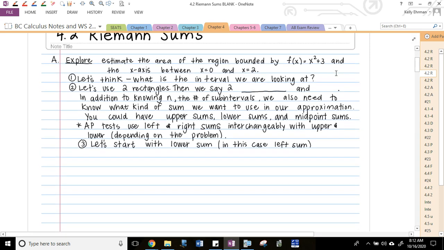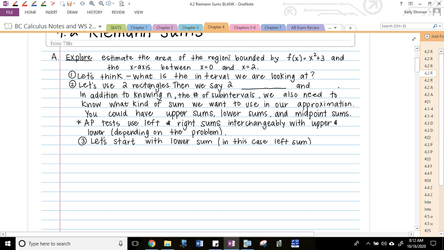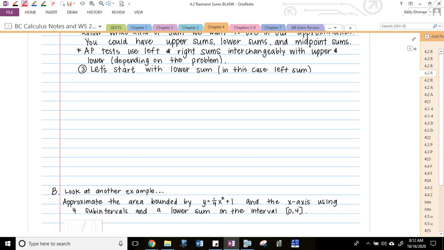So our goal is to estimate the area of the region bounded by f of x equals x squared plus 3, and the x-axis between 0 and 2. So you've got part of a parabola. You want the area between that and the x-axis, between these two values. So let's first sketch this. Remember part 1, let's kind of sketch this thing.